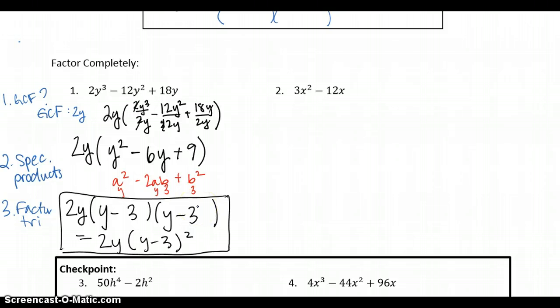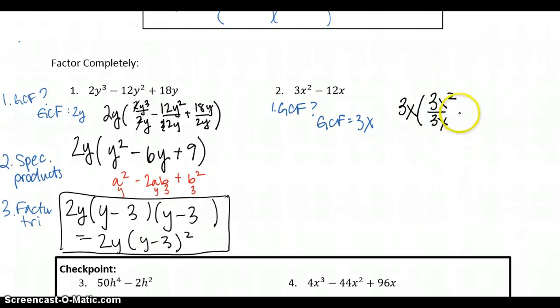So let's try number 2. We have 3x squared minus 12x. So our first step, number 1, is to factor out the greatest common factor. Here, do I have a greatest common factor? Let's see. I can pull a 3 out of each term, and I can pull an x out of each term. So when I factor out the greatest common factor, 3x is going to go outside the parentheses, and inside, I divide each term by 3x.